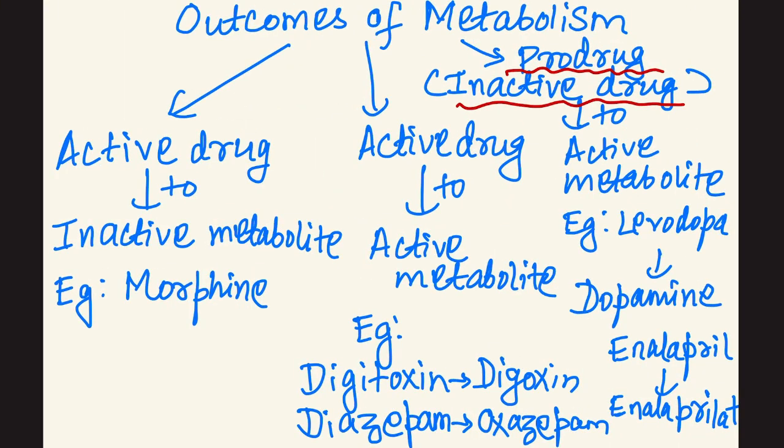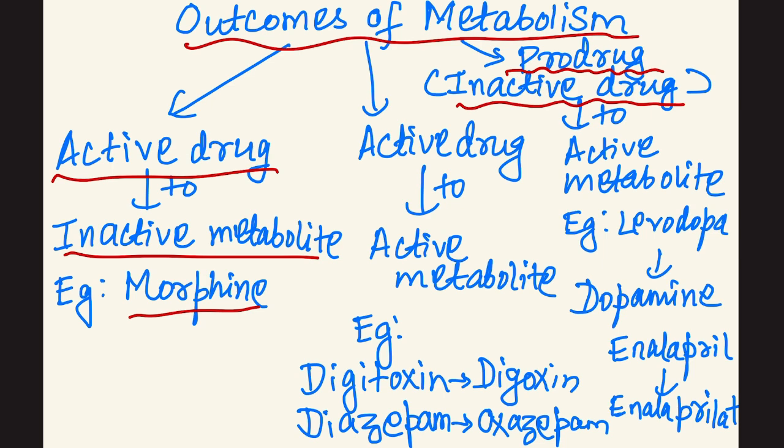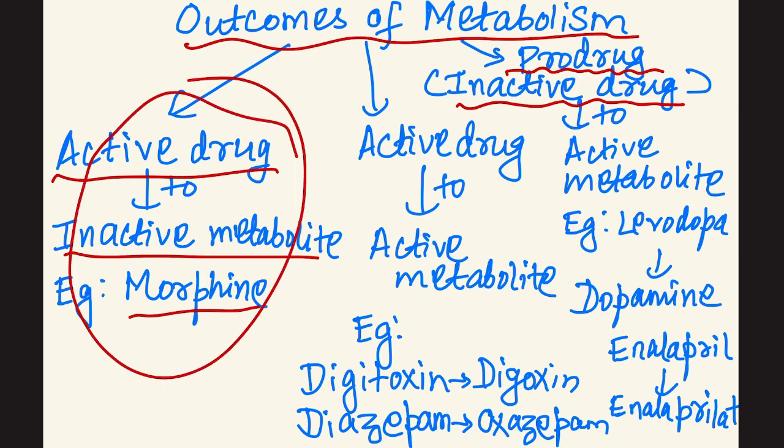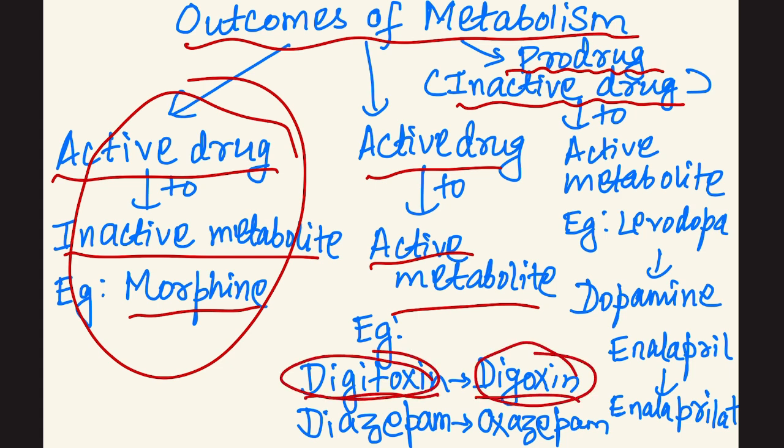Now coming to the different outcomes of metabolism. Here we will discuss the exceptions. First, the common thing, that is active drug is converted into inactive metabolite. Example is morphine. So this is the normal thing. Then active drug can be converted into active metabolite also. Example, we have digitoxin which is converted into digoxin. So here digoxin and digitoxin both are active in nature and both will have their effects. And then we have diazepam being converted into oxazepam. Both these drugs have the anti-epileptic property.